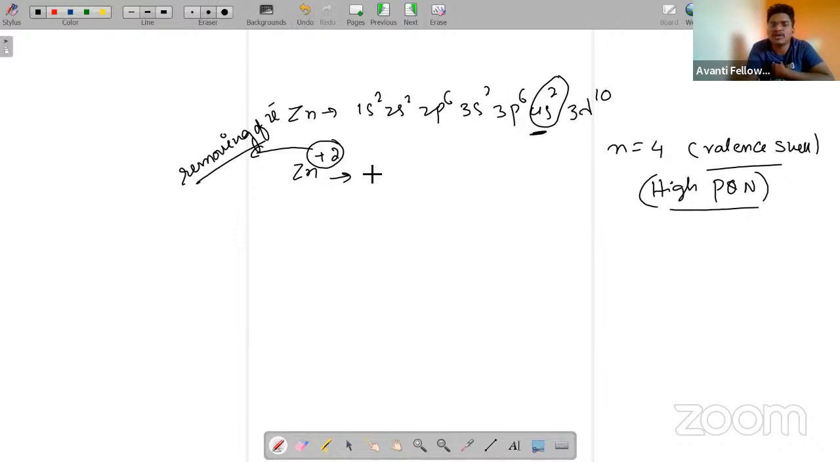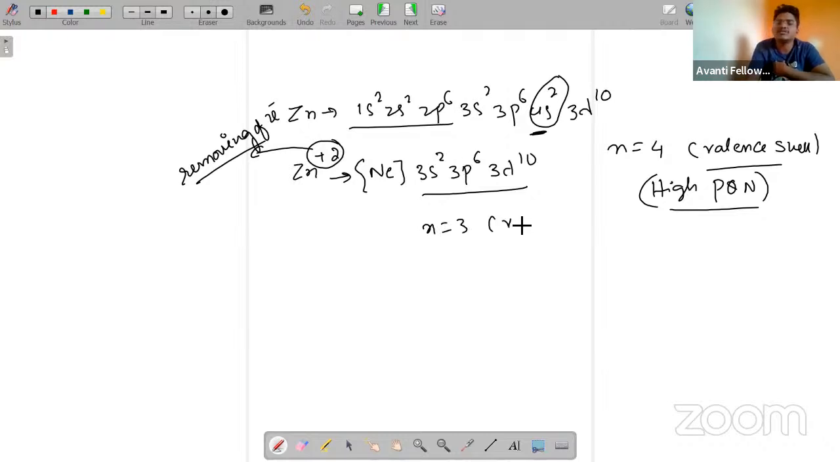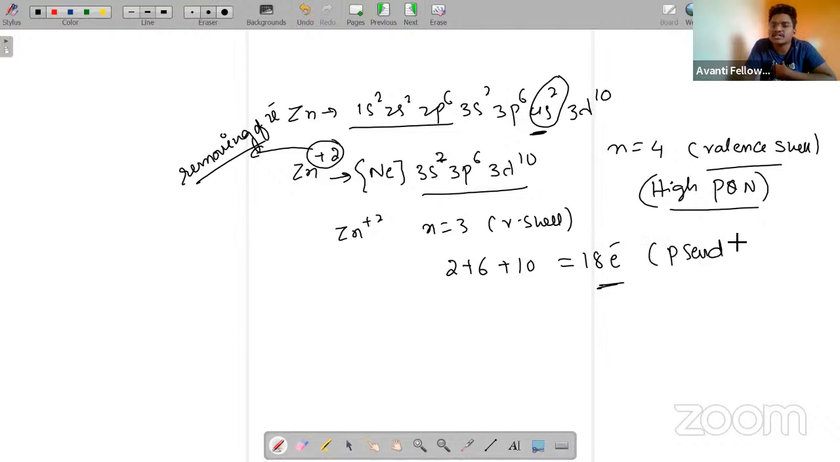So that's why the new configuration, I will write as neon 3s2, 3p6, 3d10. Now if you see, n is equal to 3 is the highest principal quantum number, and now this will become the valence shell for Zn plus 2. Now, if you count the electrons here, you have 2 plus 6 plus 10, total 18 electrons. So these 18 electrons in the valence shell is called pseudo-inert gas configuration.